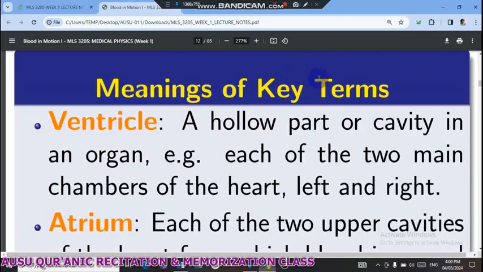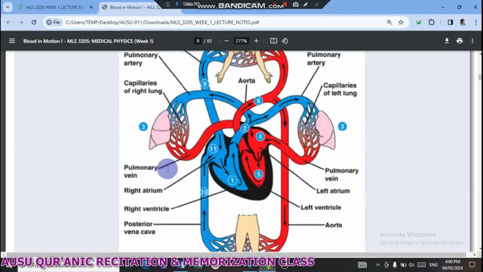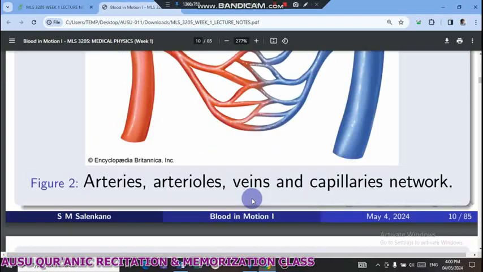We have the first one here. We have the ventricle, a hollow part or cavity in an organ, e.g. each of the two main chambers of the heart, left and right. The ventricle, where is the ventricle here? Let's see it here. You see here, down here is the ventricle. You have the right ventricle here, and you have the left ventricle here.